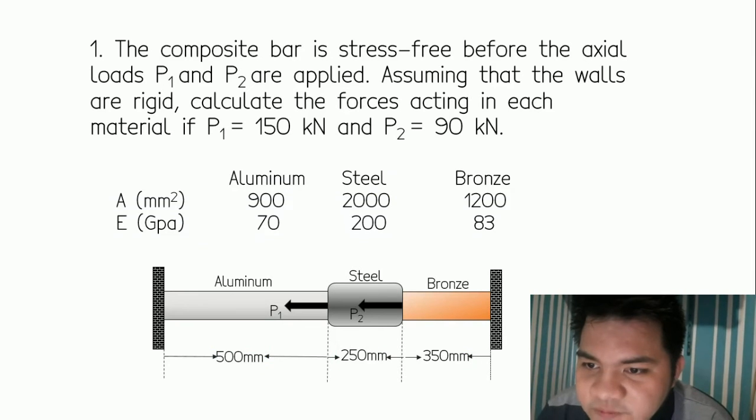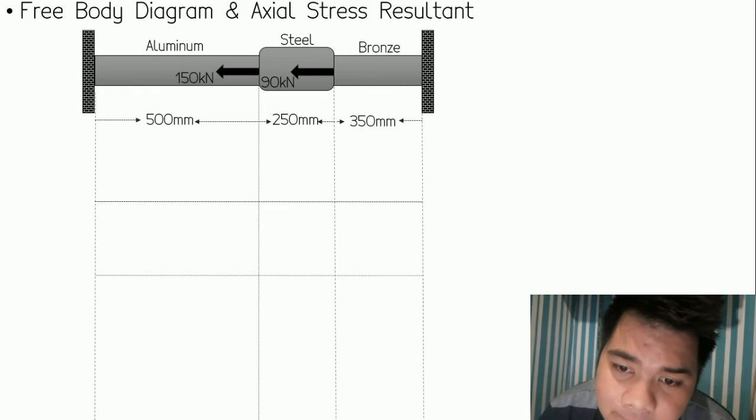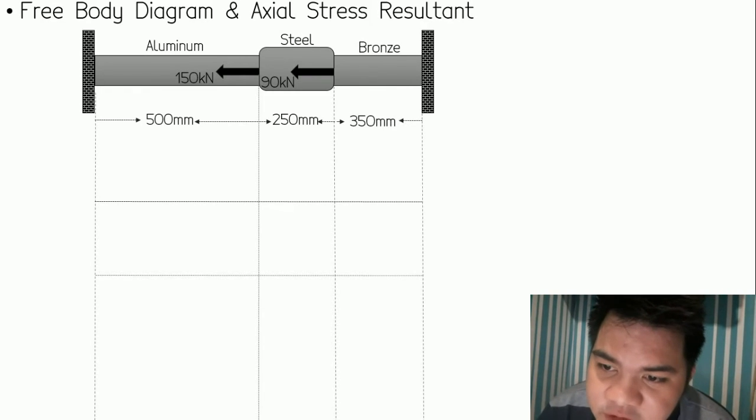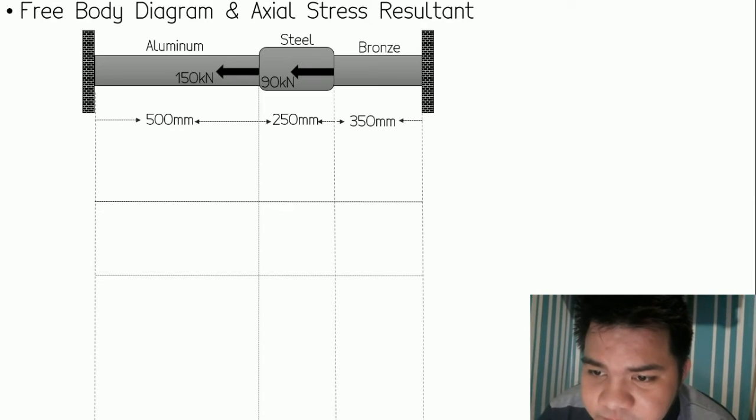It is said that the load's force acting on the bar is axial, so we need to determine the inner force acting on each member. I'm going to solve for the inner force of each material starting from aluminum.